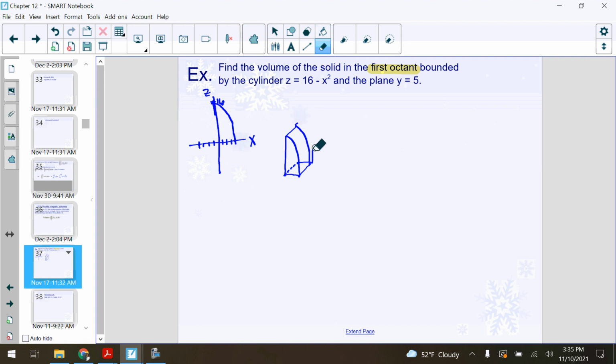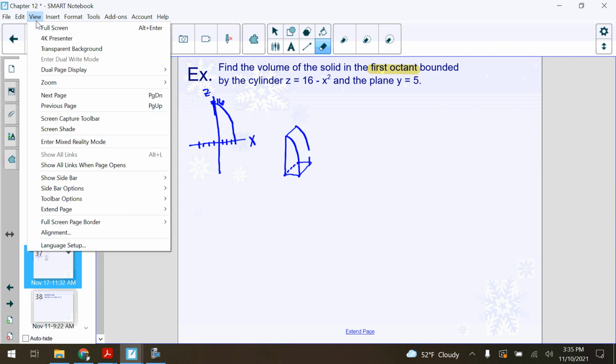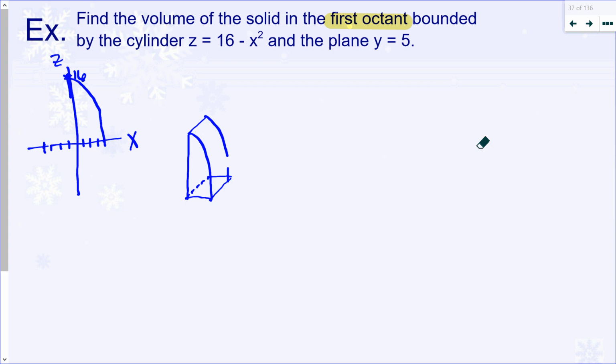Yeah, there we go. And so we have this graph repeated over and over again until the plane y equals 5. So this is in y equals 0, and then we're just going to have it come out at us till y equals 5. So this here to here is 5 units.